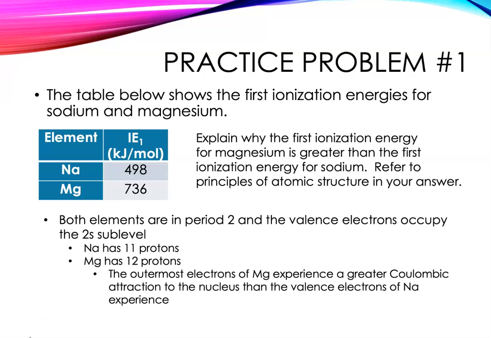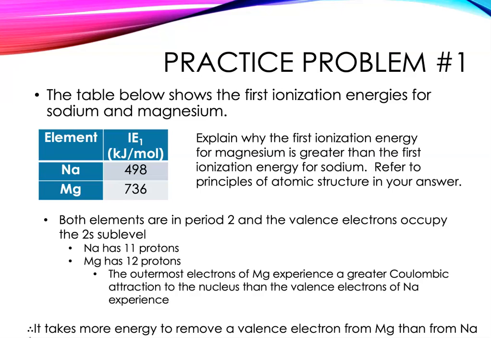The outermost electrons of magnesium experience a greater Coulombic attraction to the nucleus than the valence electrons of sodium experience, and that's our answer. That's really the heart of it. And therefore, it takes more energy to remove a valence electron from magnesium than it takes to remove a valence electron from sodium. Notice I've got both species in here. I'm comparing them very specifically. I'm specifically comparing the nuclear charge. You want to make sure your answer is thorough and complete.